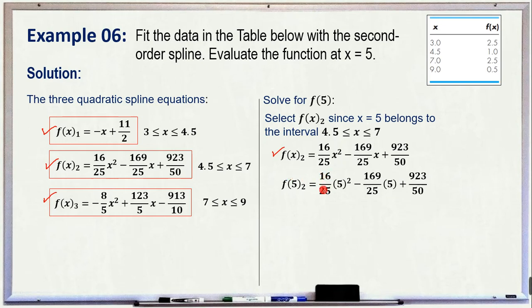So we have here 16 over 25 times 5 squared minus 169 over 25 times 5 plus 923 over 50. If you input this in your calculator, you will arrive at a value for f of 5, and that is equal to 0.66.